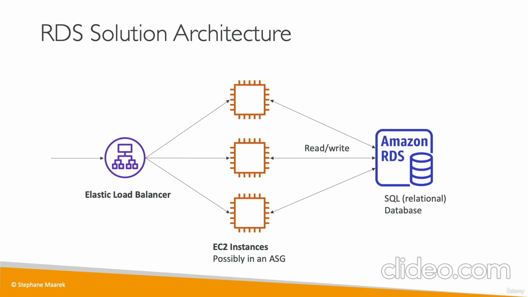And this is a classic solution architecture, not just using RDS, but using any kind of database. You have the load balancer layer that will be taking the web requests, the backend EC2 instances doing the application logic, and the last tier, which is the right-hand side, which is going to be the database tier, doing the reads and the writes of the data. Okay, so this is for RDS.